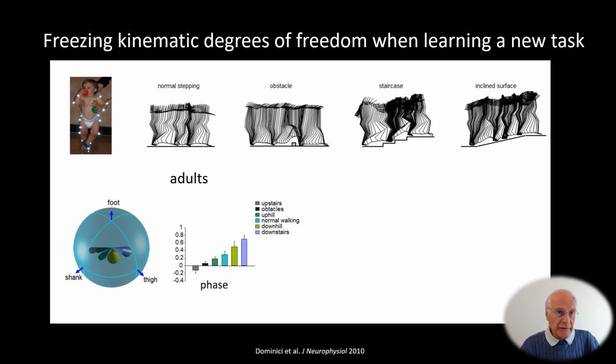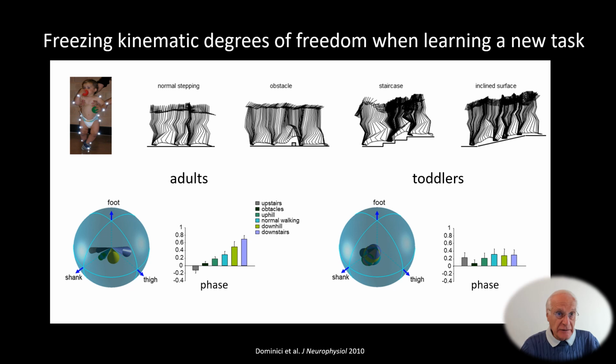Adults change the phase relationship between the relative motion of lead segments as a function of the task. Toddlers, however, do not change the phase, and they use the same kinematic synergy in all conditions. So they freeze their kinematic degrees of freedom, presumably to learn the new motor task.